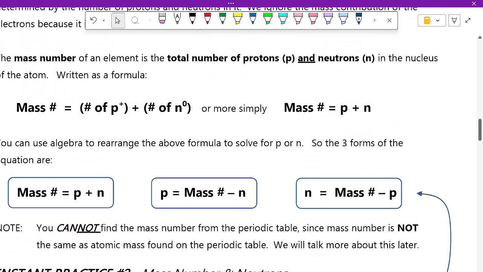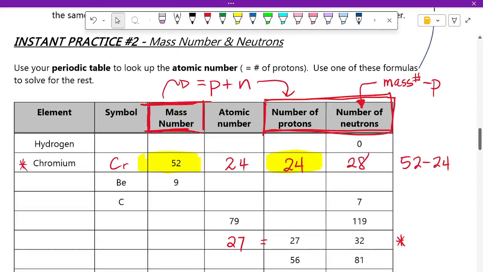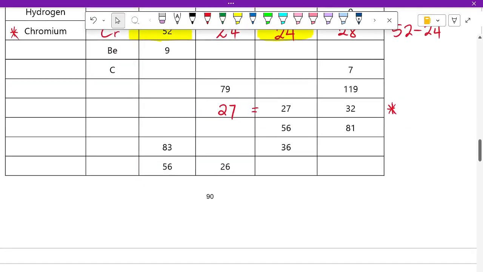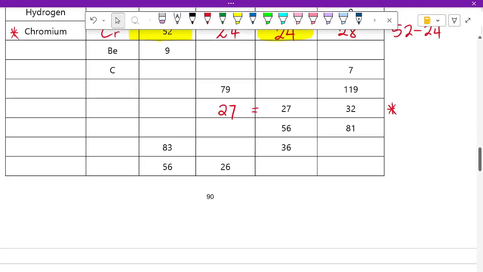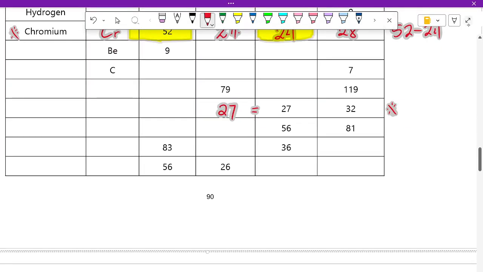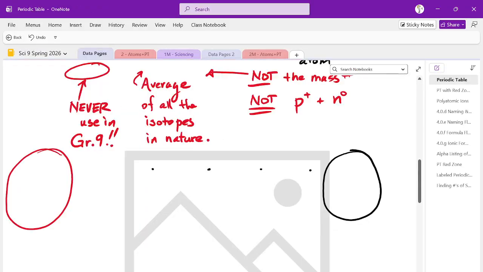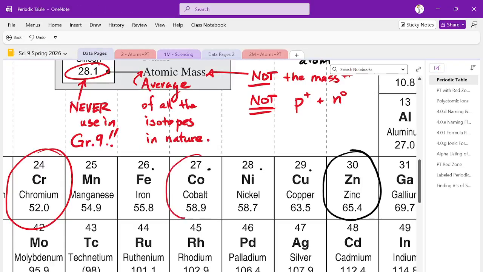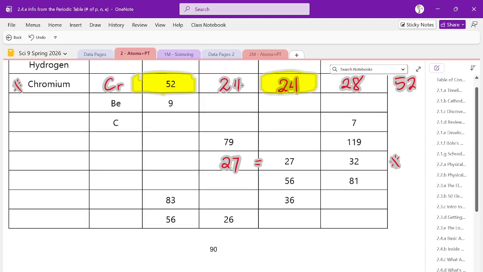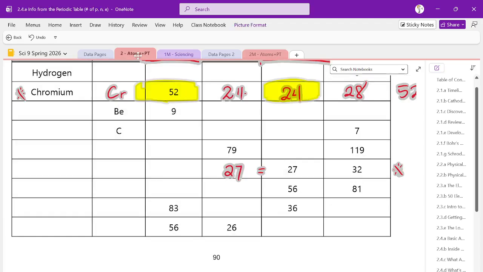So let's go find our element. Number 27 is who? Number 27 is cobalt, Co. So we have cobalt.